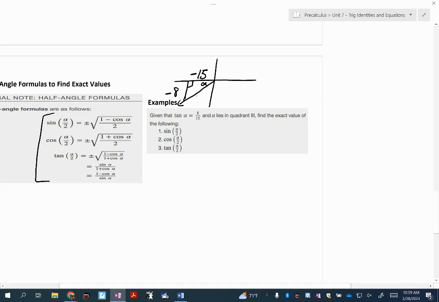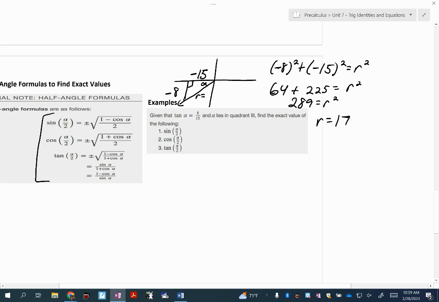So let's find the hypotenuse, or my letter r, by doing -8 squared plus -15 squared equals r squared. So 64 plus 225 equals r squared. So that's going to be 289. And if you don't know the square root of 289, you can look it up in a calculator, but it's 17. This is 17. All right, now r is always positive, so don't need to worry about that.